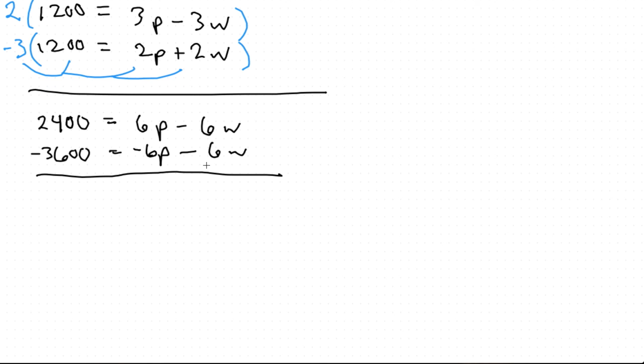So what's the next step? Cancel out the 6p. Okay, so they cancel.